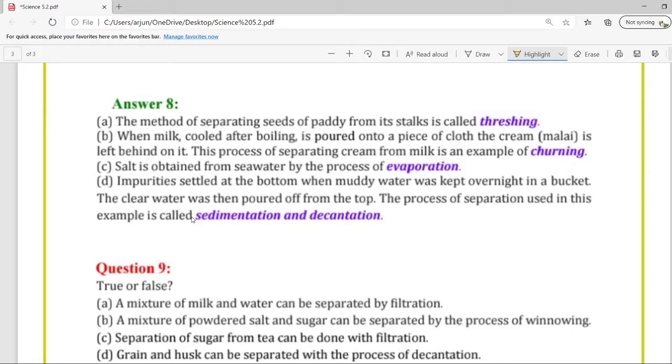Salt is obtained from sea water by the process of evaporation. Impurities settled at the bottom when muddy water was kept overnight in a bucket. The clear water was then poured off from the top. The process of separation used in this example is called sedimentation and decantation. All these four questions we have discussed in the previous lectures, so I am not going into detail.